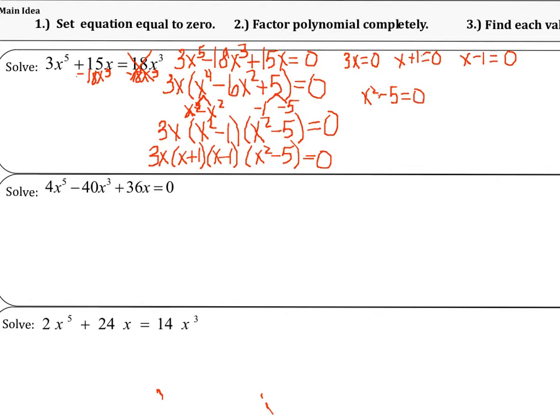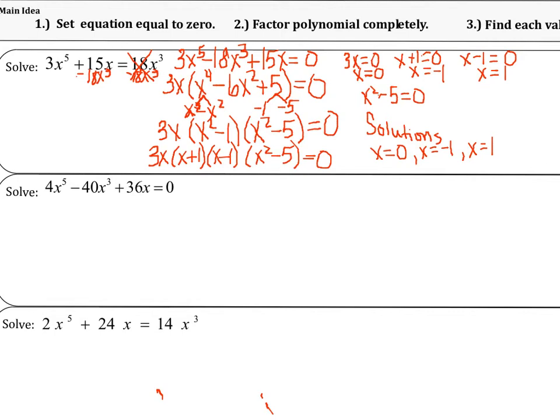So for 3x equals 0, if I divide both sides by 3, I have x equals 0. It's one of my solutions. So my solutions, I'm going to write them right down here. My solutions are x equals 0. This next one, if I subtract 1 from both sides, I have x equals negative 1. So x equals negative 1. This third one, if I add 1 to both sides, I have x equals positive 1. So x equals positive 1 is a solution.